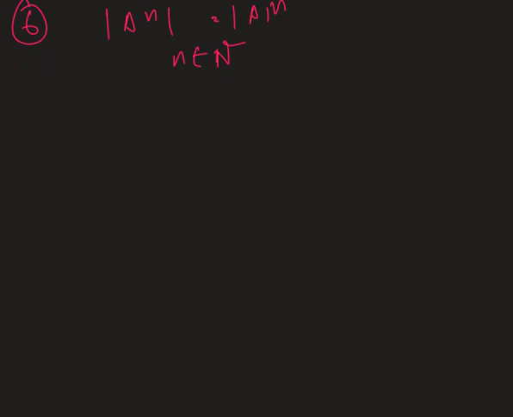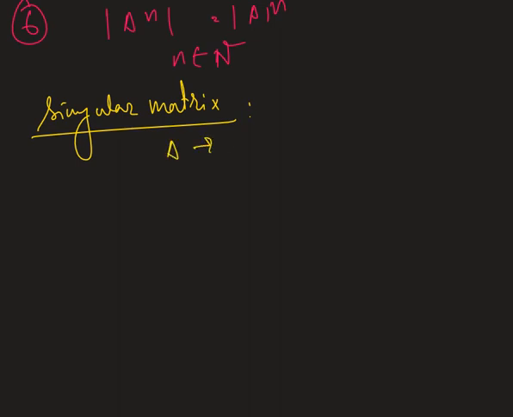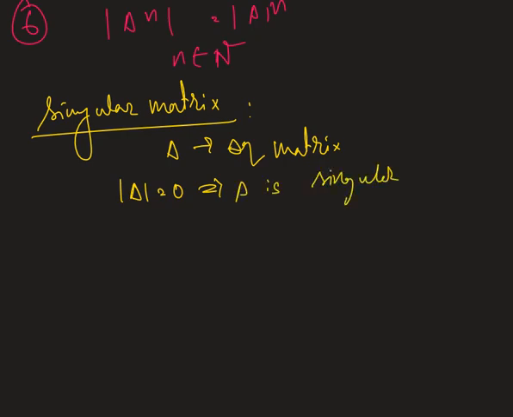Now we need to know about the singular matrix. A square matrix is a singular matrix if its determinant is 0, otherwise it is a non-singular matrix. Suppose A is a square matrix, and the determinant of A is 0, this implies A is singular, otherwise it is non-singular.